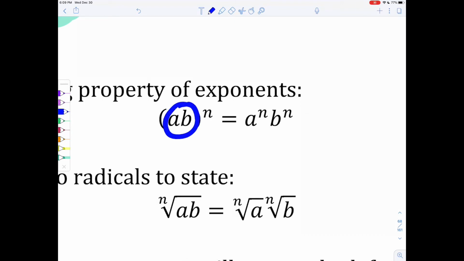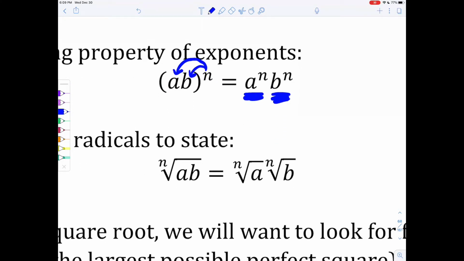If we have two things multiplying together, taken to a certain power, we can distribute that exponent to both terms to get a to the power of n times b to the power of n. So each of those two factors will then be taken to that exponent. In the same way, if we have two things multiplying in the radicand, we can apply the root, the index and the root sign, to each of those factors. So we'd get the nth root of a multiplied by the nth root of b.